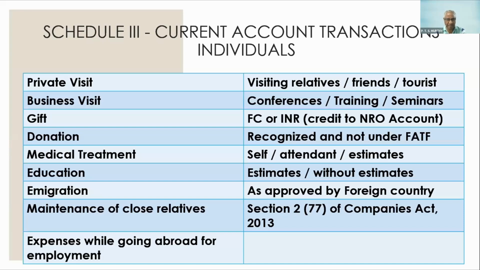Some guidelines are given. When we are remitting funds to close relatives, we always have to understand Section 277 of the Companies Act, which says that we can remit only to close relatives as defined in Companies Act 277. There are 8 relationships which are important for us.